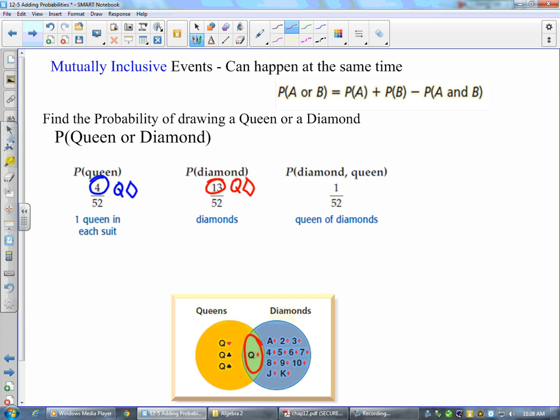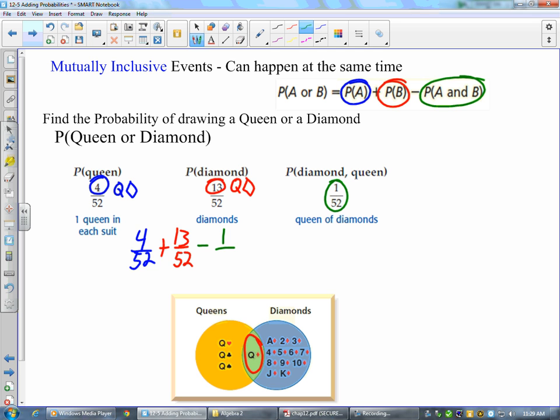Well, there's one queen of diamonds out of 52 cards, so what we're going to end up doing is we're going to add the probability of getting a queen with the probability of getting a diamond, but then we need to subtract out our double case, what gets counted twice. So we're going to go 4 out of 52 plus 13 out of 52, and then minus out that extra case that got double counted. So that way, everything will only get counted once.